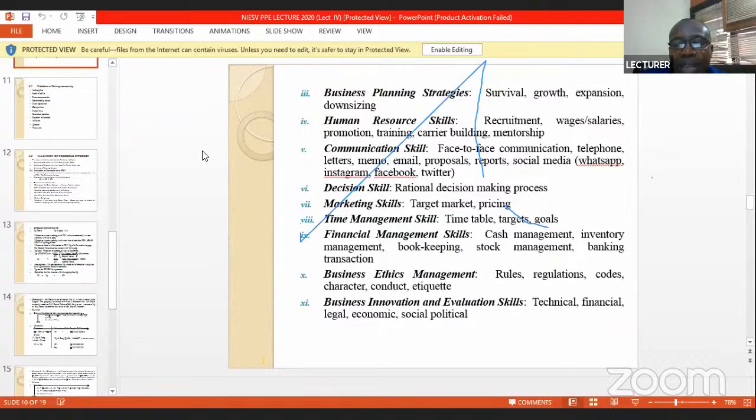And when we're talking about financial management, the following are necessary. Cash management. Please write this down. It's very important. We manage cash for three important reasons. Number one, for transaction. For day-to-day transaction. You need money to do your daily transaction.